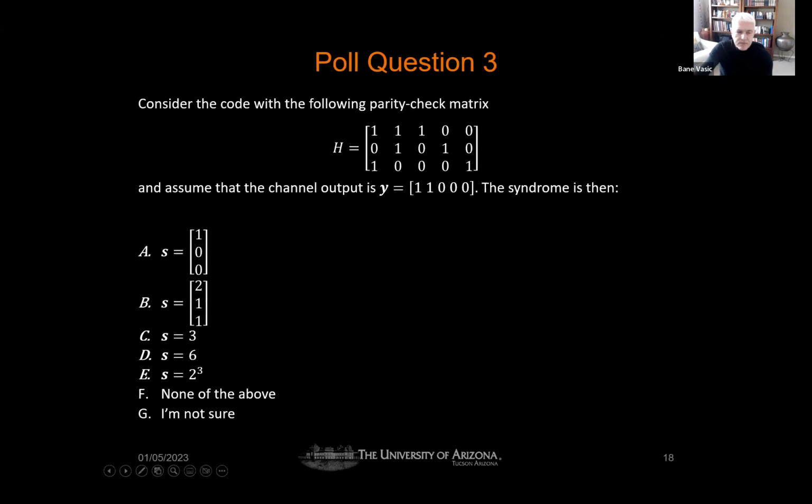So here is another poll question. Let's suppose that this is a parity check matrix, and this is the channel output. What is the syndrome?